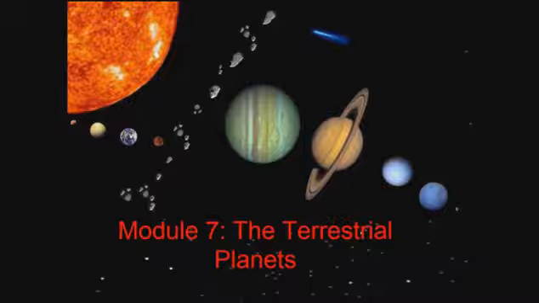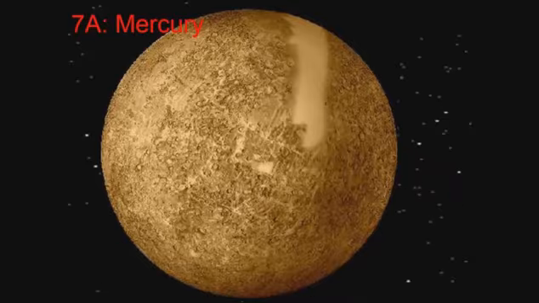I'll try to point things out from the book, but generally I'm just going to go through each planet in turn and talk about some of the key features. So here are the planets we're talking about. These inside planets, these terrestrial planets, everything from Venus out to Mars. So we'll start off with part A, which is talking about Mercury.